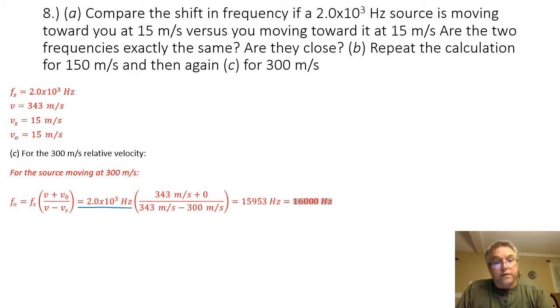Still plugging in our frequency and the speed for the sound waves. Those haven't changed. Once again, my observer is stationary, so their velocity is 0, and my source is moving at 300 meters per second, so they are moving at a positive 300 meters per second because they're moving toward the observer. So we have 343 meters per second minus positive 300 meters per second. And that will give me a frequency of 1,953 hertz, or 16,000 hertz.